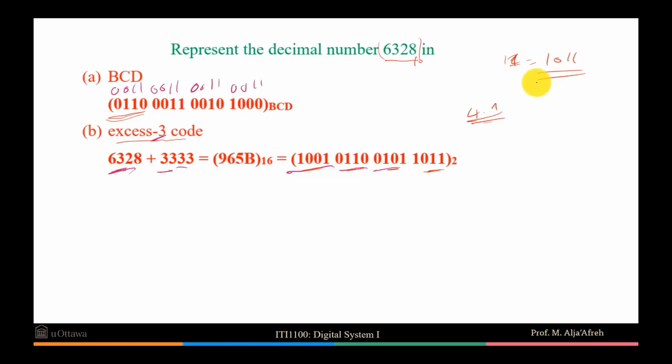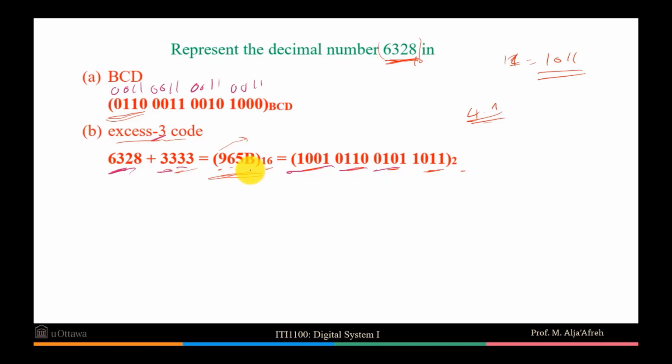Okay, guys. Another way to solve it is to add the decimal equivalent to 3333 and convert the result directly to what? To hexadecimal. So the result will be in hexadecimal. If we add 8 to 3, it's going to be B, because it's 11. Then 3 to 2 is going to be 5, and 6, 9. Then after that, encode each digit using 4 bits from hexadecimal to binary. So the 9 is going to be 1001, 6 is going to be 0110, 5 is going to be 0101, and B is going to be 1011.